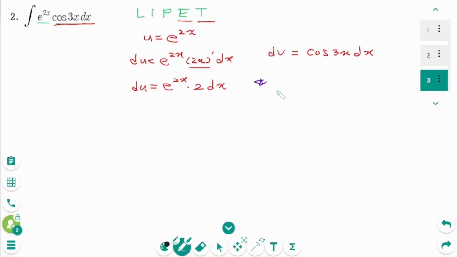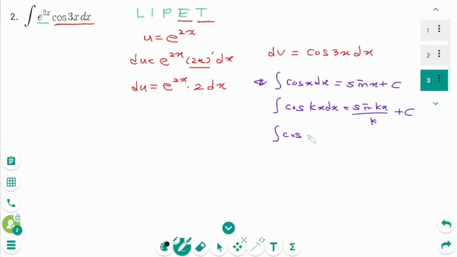Use the formula, the integral of cosine x dx equals sine x plus c, then the integral of cosine kx dx equals sine kx over k plus c. So the integral of cosine 3x dx equals sine 3x over 3 plus c. Then v equals sine 3x over 3. Use integration by parts.